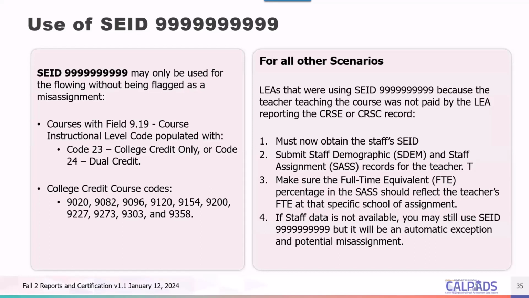And so if you use SEID 999 for any others, and this is just a generic SEID, it allows you to submit course records for staff members who may not have a SEID. You can't submit a staff demographic or a staff assignment. The generic SEID is not used to substitute a SEID or to allow you to submit teacher information. It's only used to submit course information when you don't have a SEID.